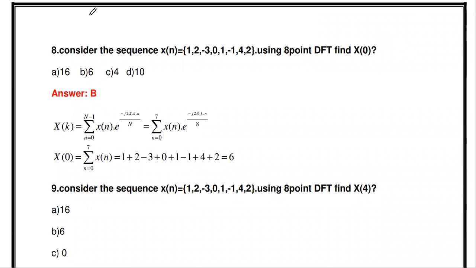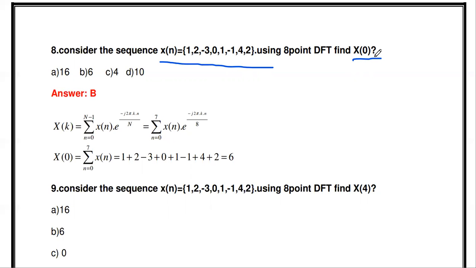Okay, then the next question. Consider the sequence x of n is equal to 1, 2, minus 3, and so on, some values are given. Using 8-point DFT, find capital X of 0. How many samples are given in the sequence? 8 samples. So if you want to find the DFT answer, we have to perform 8-point DFT. So here this question is very simple.